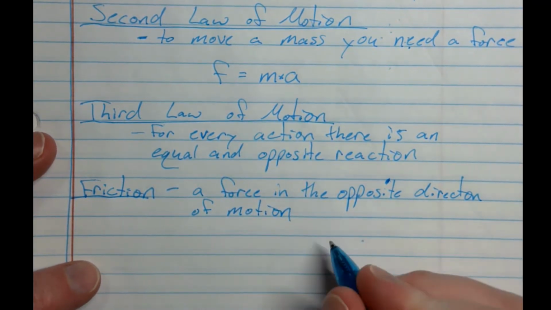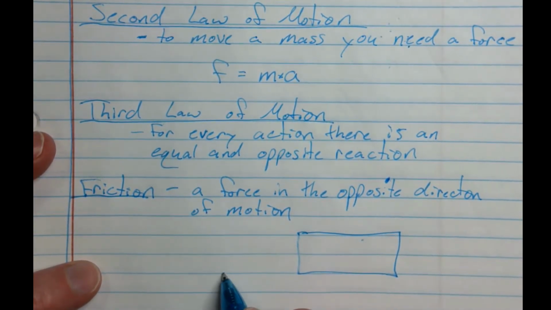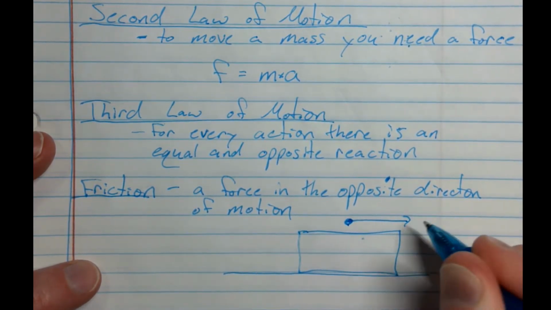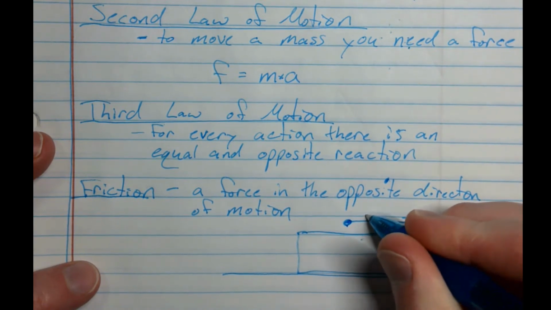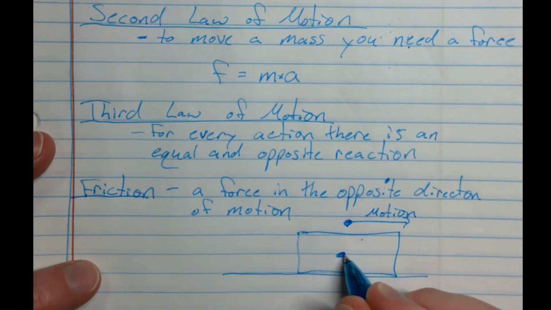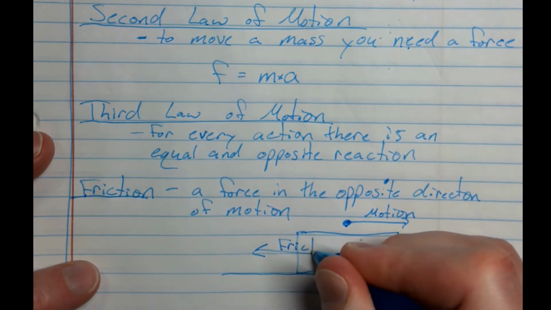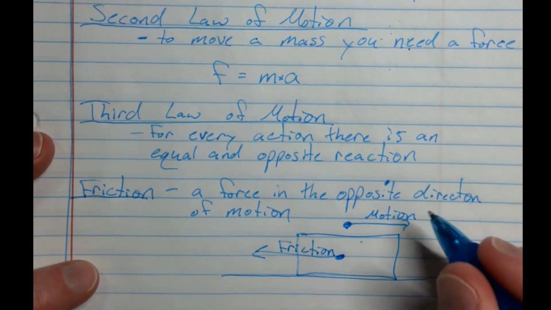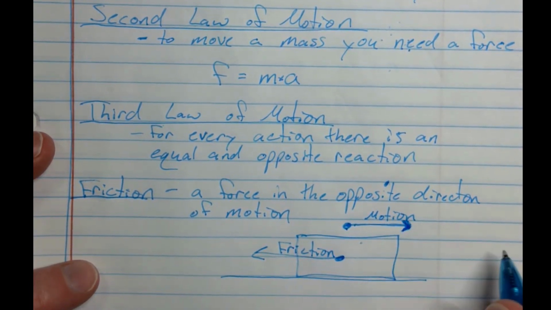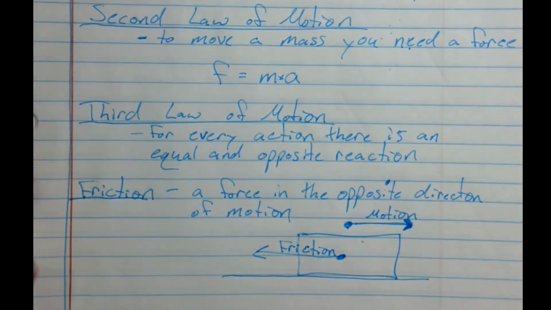So we're going to draw a picture. So we've got a box here. Don't make it too big. Let's say it's on the ground. And if it is moving, so let's say this is the motion. If it's moving that way, the friction is pushing in the opposite direction. So this is the motion to the right, and the friction is going to be in the opposite direction, which in this case is to the left.